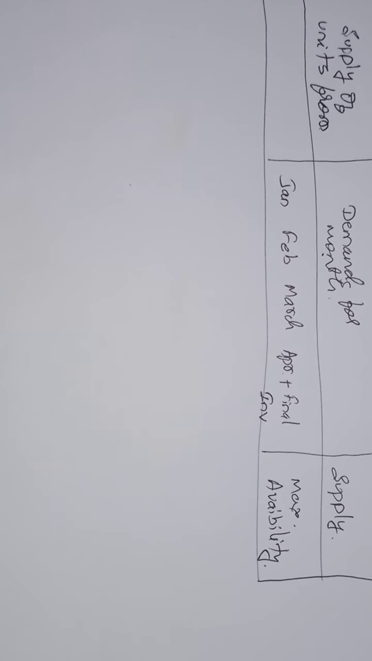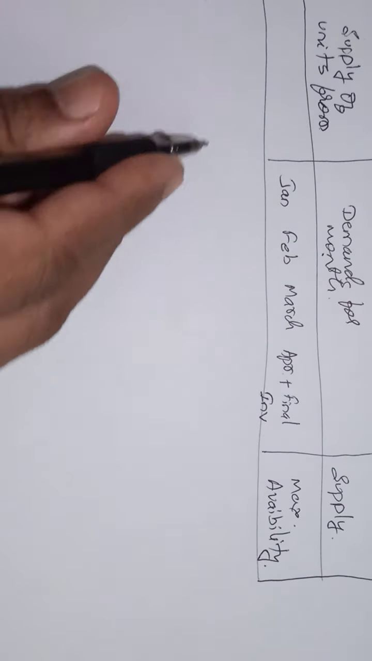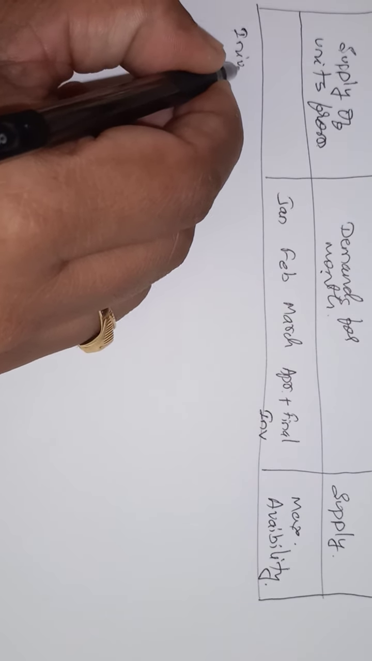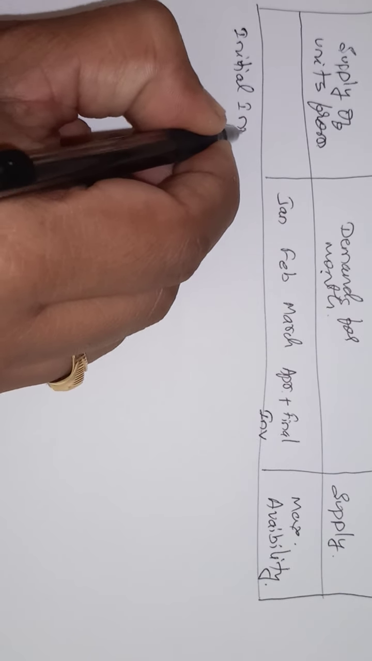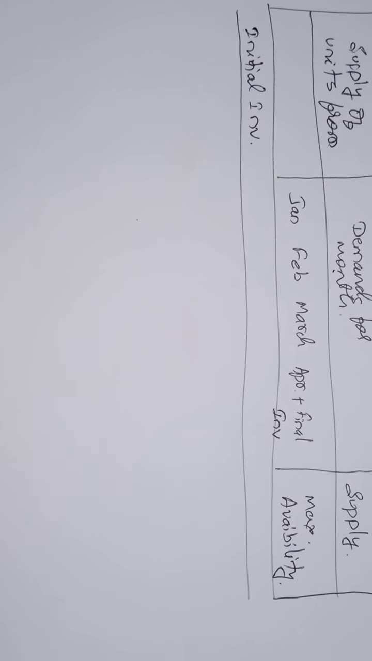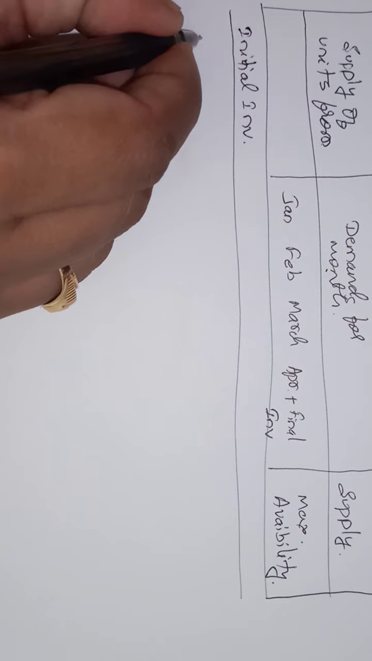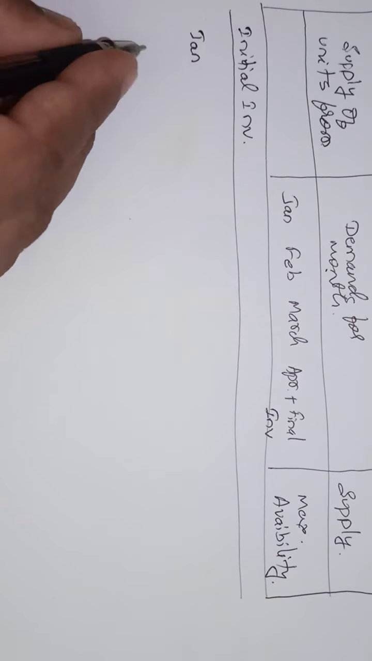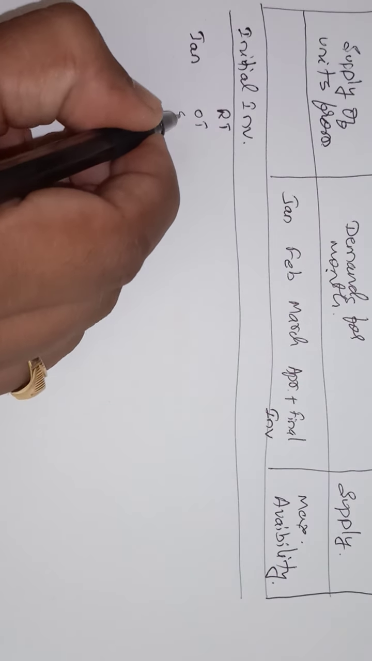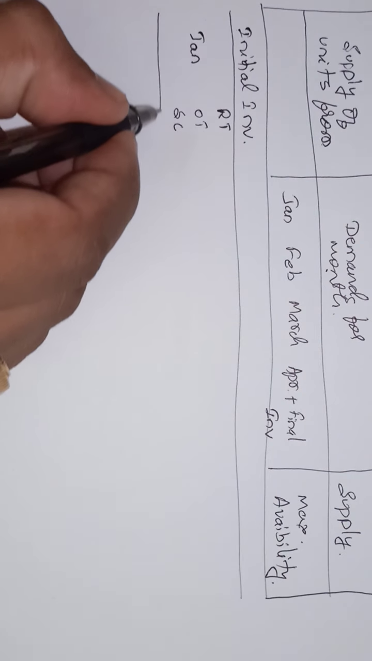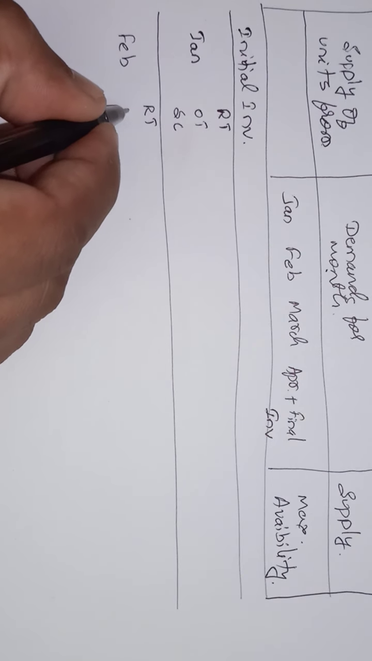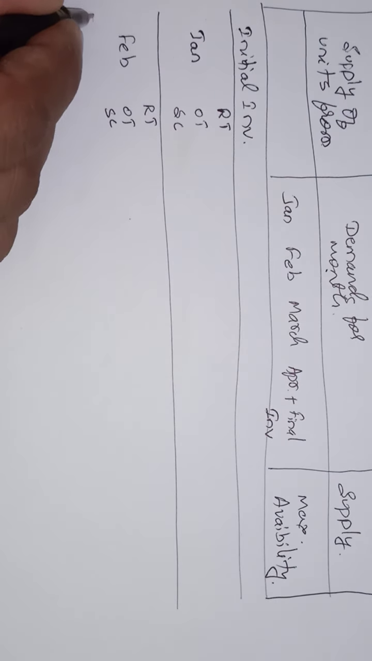Okay, now here in this first row you have to add the initial inventory, right? Initial inventory. Next you have to write the January month. For this January you have regular time, overtime, and subcontracting time, right? Next for the month February, regular time, overtime, SC.